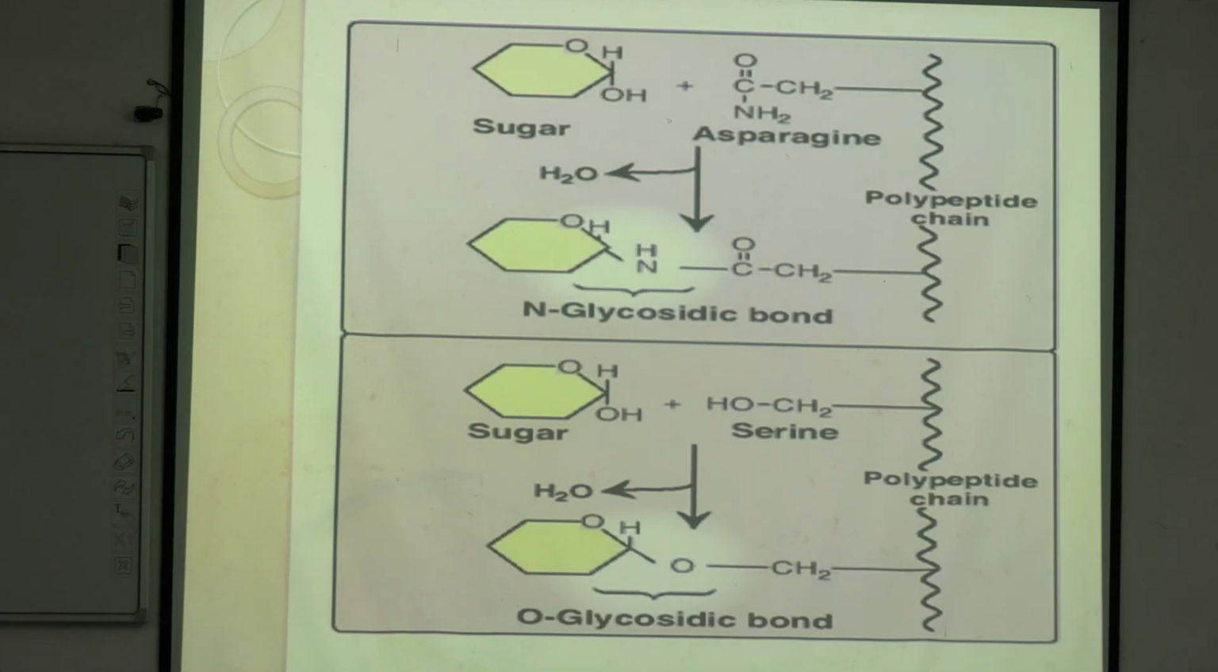The N-glycosidic bond: a sugar molecule getting attached to a protein with its nitrogen will be forming N-glycosidic bond. In case of another protein having OH group, this bond will be O-glycosidic bond. Okay?